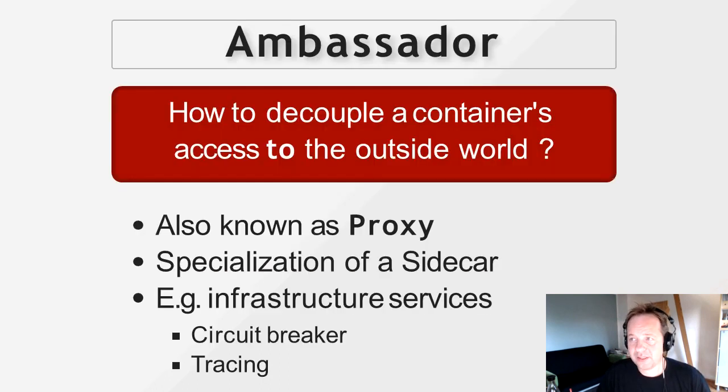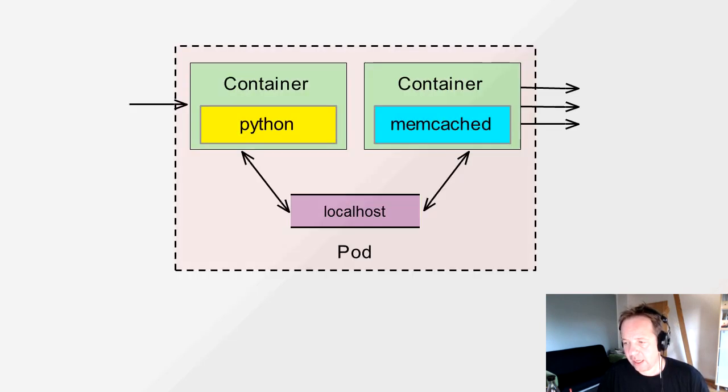Then we have some specializations of containers. One of them is the so-called ambassador, which is a way to decouple the access to the outside world for a container. It's also known as a kind of proxy. Typically, infrastructure services like circuit breakers or tracing, and even many of the service meshes out there, realize their infrastructure services via an ambassador or a proxy. This works like this: your application container does not connect directly to the dependent service it wants to reach, but just to a port on localhost. Then you have a sidecar container which is listening on this port and acts as a kind of proxy to the outside. In this example, it's just a cache which is added to a database access.